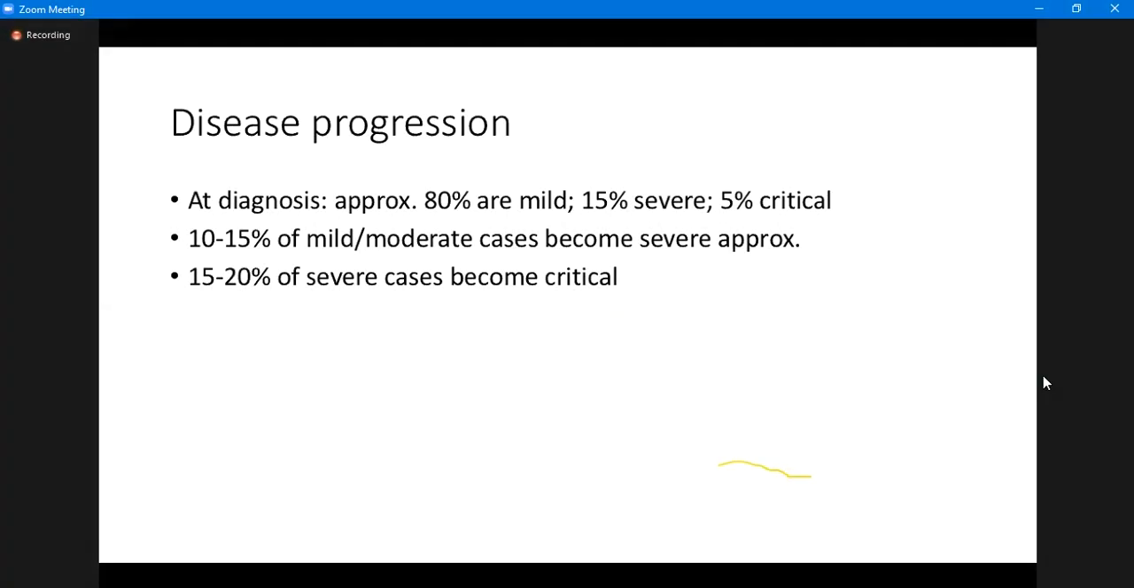So this is mild disease, and at diagnosis, I said 80% are mild, 15% are severe, and 5% are critical. But the mild disease doesn't stay mild forever. Sometimes 10 to 15% of mild to moderate cases can become severe. And out of the severe cases, about 15 to 20%, almost 1 in 5, can become critical. So that is how the disease progresses in COVID. A person might not stay at the same level. There's a chance of changing over. But if you have been mild for 2 weeks, you are unlikely to become severe.